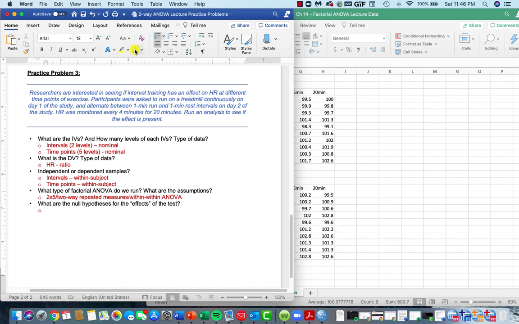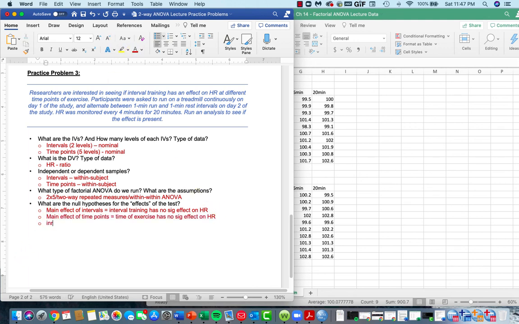But again, similar to our previous examples, in a two-way ANOVA, we have 3 effects. So we'll be identifying the main effect of the intervals, basically saying that interval training has no significant effect on heart rate. And then we're also going to be looking at the main effect of time points. Basically, time of exercise, I guess we could word it as, has no significant effect on heart rate.